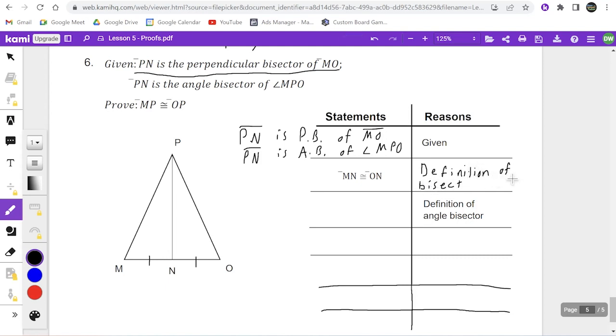Now, the reason why you notice I paused just for a slight second is the very next reason says definition of angle bisector. And I think I forgot to put that in our word bank. But you get the idea. An angle bisector is basically the same thing as a bisector, except it works for angles. So with that being said, and looking at the givens again, who thinks they know what the statement will be?